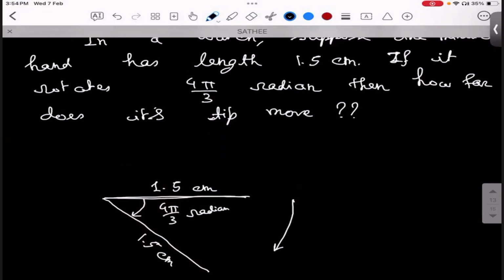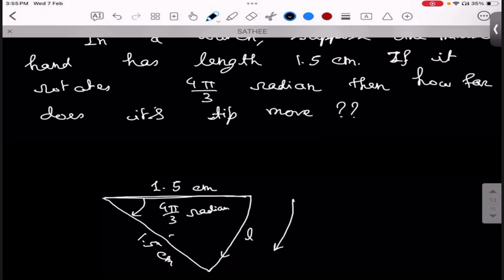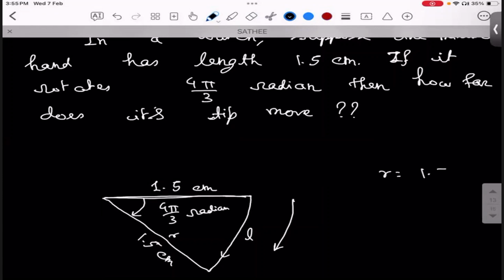Now what they are asking is the movement of the tip, that is, this is our tip. So how much movement it has done in this time. Suppose this is our L, this is our R. Here R is equal to 1.5 centimeter. We need to know about L, and we have the angle between them, which is 4 pi by 3 radian. Theta is 4 pi by 3 radian.